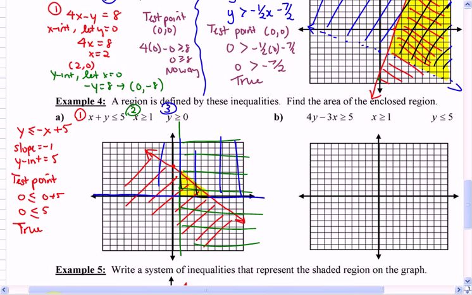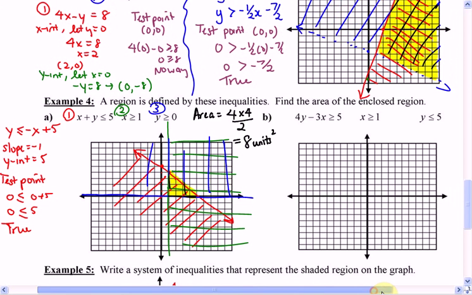And now you just have to find the area of the triangle. So what's the area of a triangle? Base times height divided by 2. The base seems to be 4. The height seems to be 4. Divided by 2. I guess it's 8. 8 units squared.